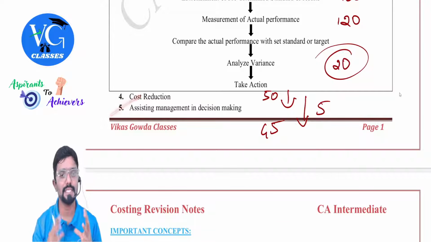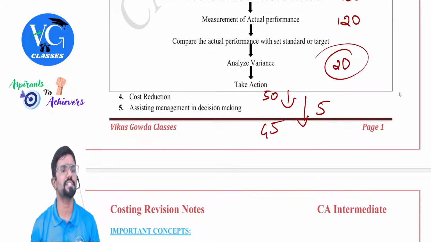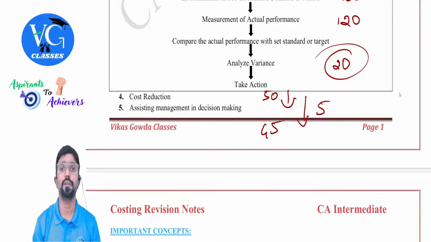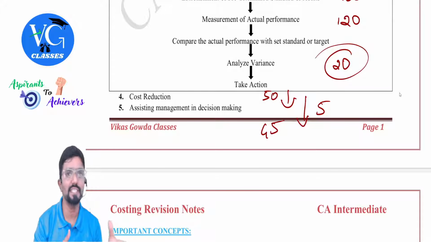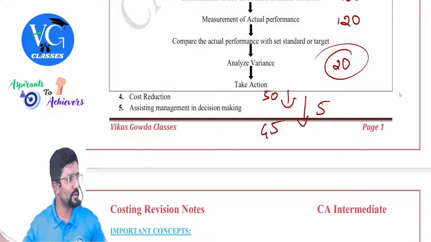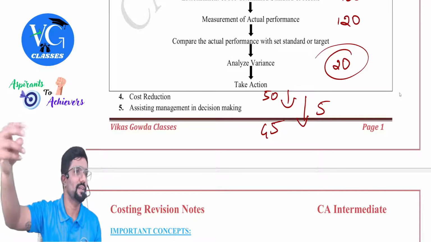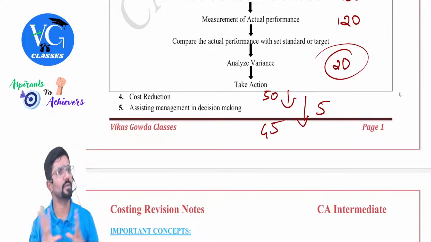The last one is assisting the management in various decision making. There are a lot of decisions which have to be made even in costing. Actually, in FM and all, also you will be making a lot of decisions, correct? Capital budgeting decisions and all. Sir, should we invest in this or that? We will have various proposals and we will have a limited budget. Okay, where to invest, how much amount? Considering risk, reward, everything, we have to decide.